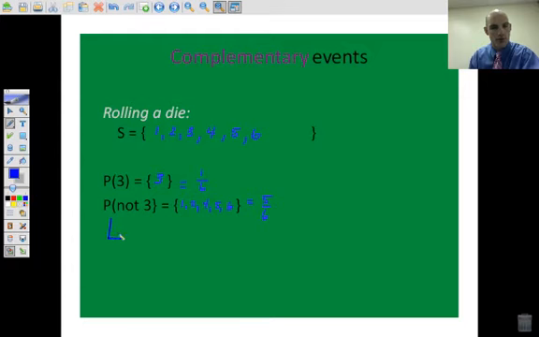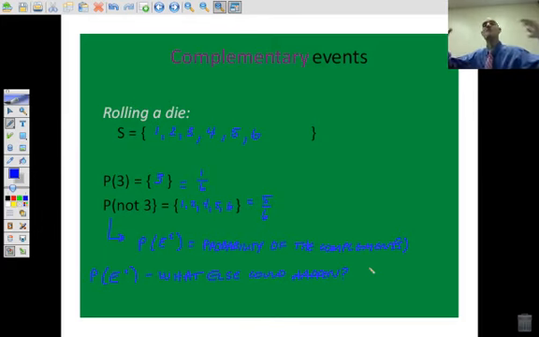How would we notate this? The probability of the complement, so the probability of the event to the C. This is the probability of the complement. So this is the probability of the complements, like the complementary event to something else happening. I'll write it down here: the complement is what else could happen. So the complement to rolling a 3 is everything else that could happen. So 1, 2, 4, 5, or 6.